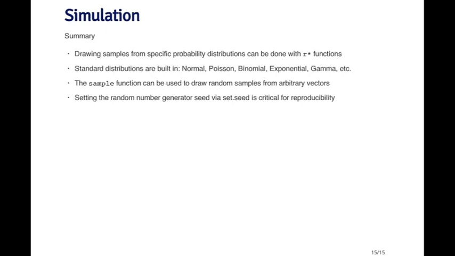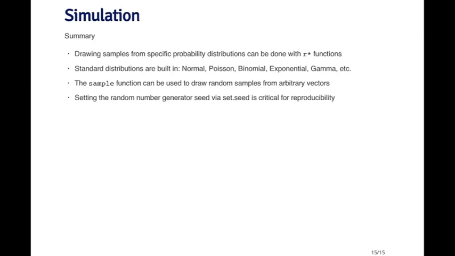So that's a very quick summary of the simulation functions in R. You can draw random samples from specific probability distributions with the r functions, so rnorm, rpois, rbinom we saw already. All the standard distributions that you will need are built in. Things like the normal, the Poisson, the binomial, the exponential, gamma, etc. All those functions are built in, and you can use the corresponding r functions to simulate from them.